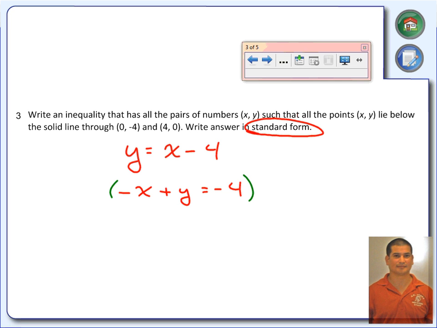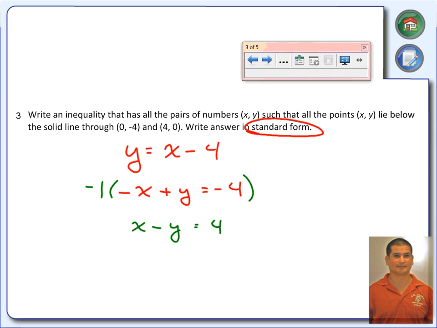Yeah, we're going to multiply everything by a negative 1. So if you multiply everything times a negative 1, basically everything over here is going to flip or change signs. So now we got a positive x, negative y equals positive 4. Now, that's still not the answer.